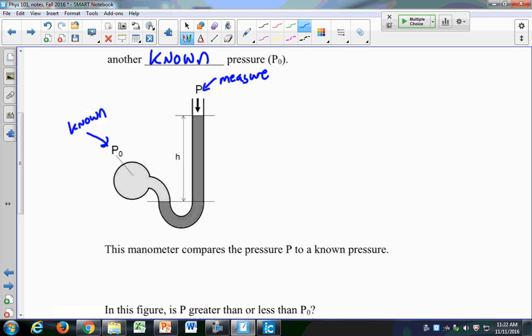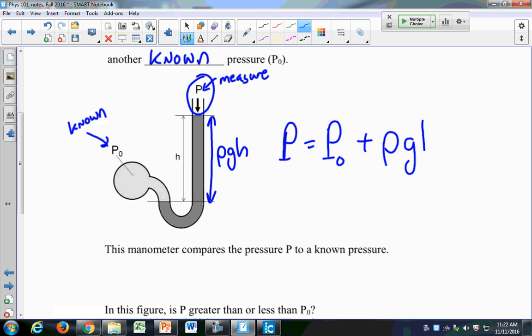Well, notice that I have this column of liquid. That's a height h. The pressure due to this column of liquid is equal to rho gh. By the same argument that we made before, that you're walking around with this column of liquid sitting on top of you, and it has a pressure that's pushing down rho gh. So it shouldn't be a big leap to think that the pressure here is equal to P naught plus rho times g times h.